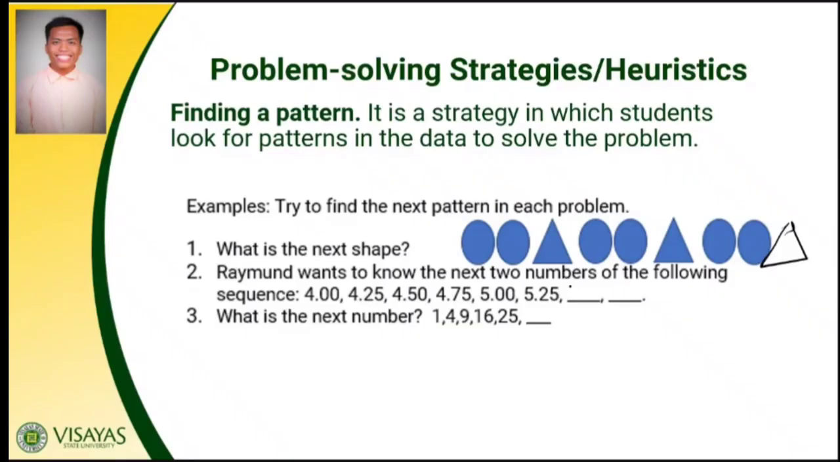What should be the next? 5.50. Okay, that's correct. 5.75. Add 0.25. Okay, add 0.25. How about the third one? What should be the next number?